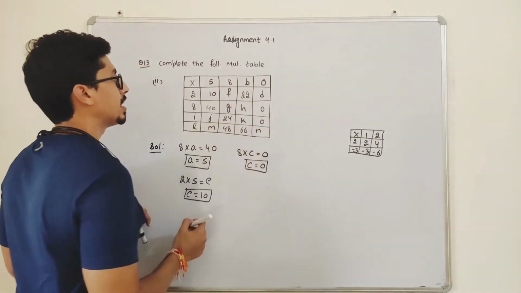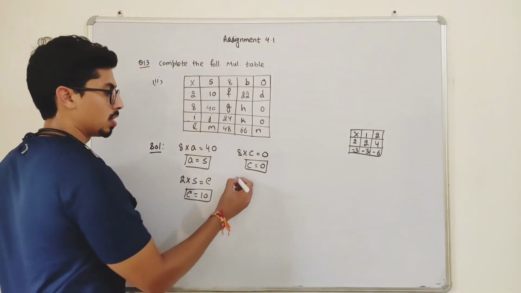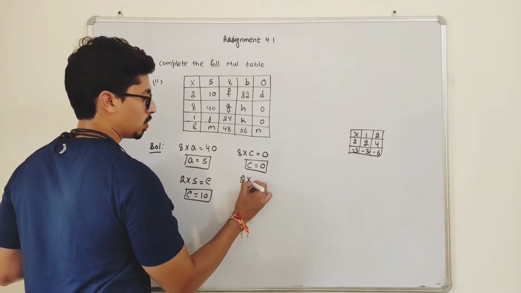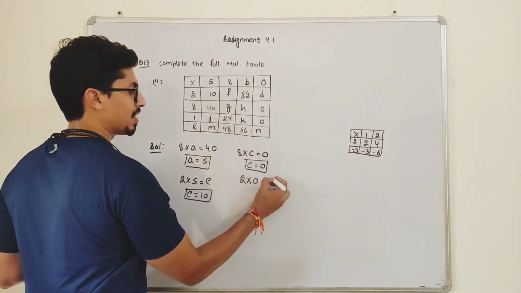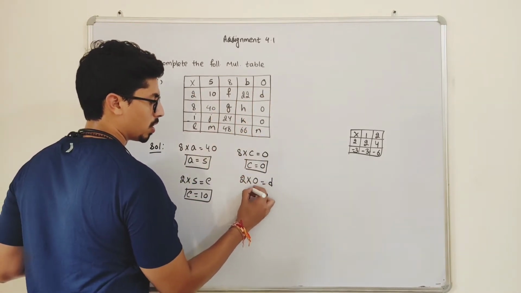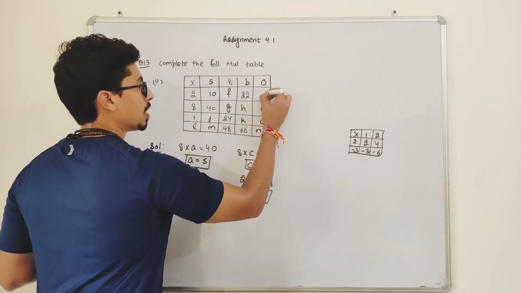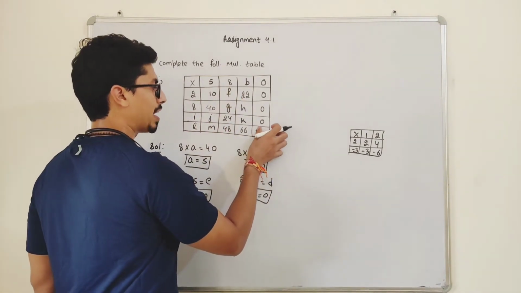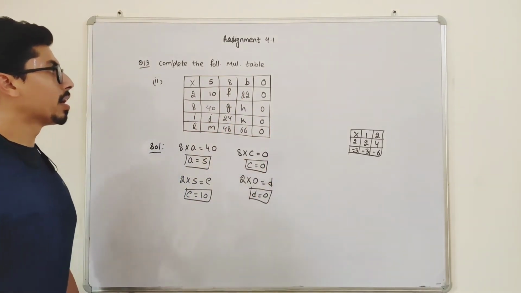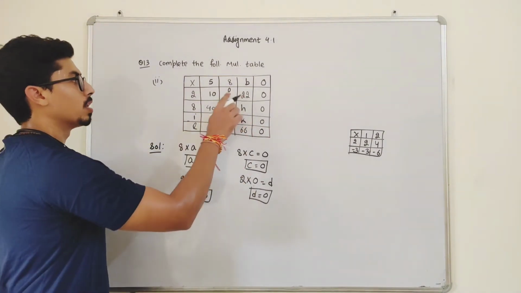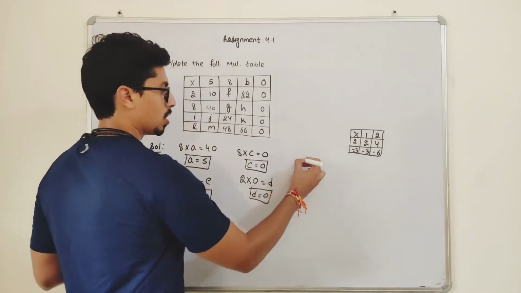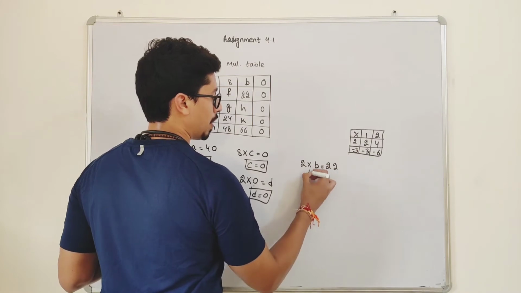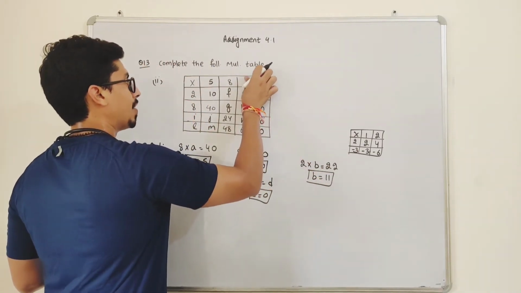That means 2 into 0 is 0. 2 into 0 is equal to D, as given in the question, so D will be 0. Similarly, students, if I take L into 0, it will be 0, so the value of N is also 0. Now students, if I take this 22, 2 into B is 22, so the value of B is 11.